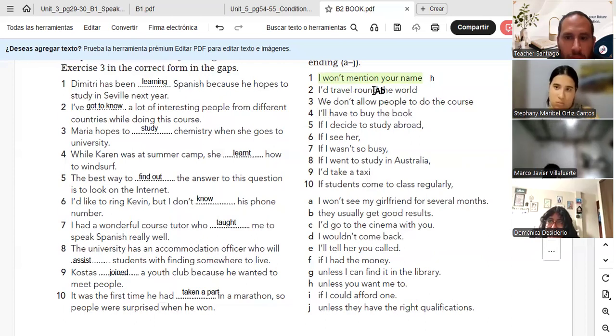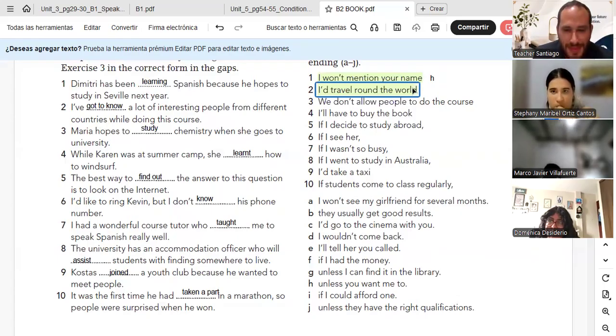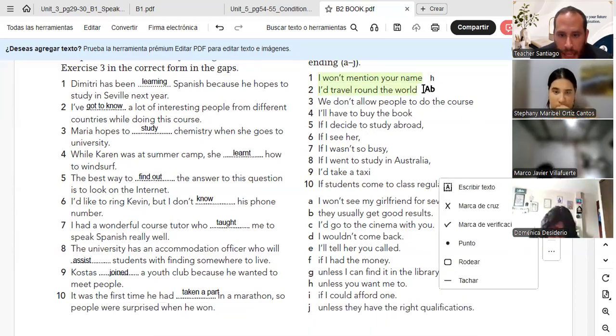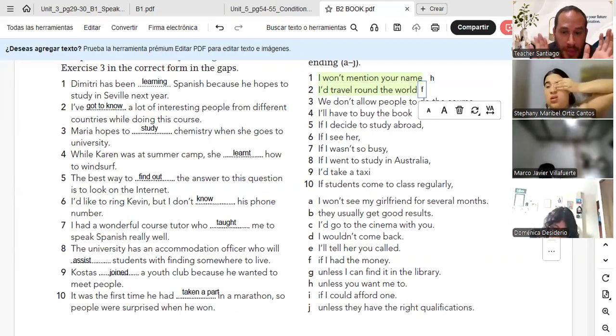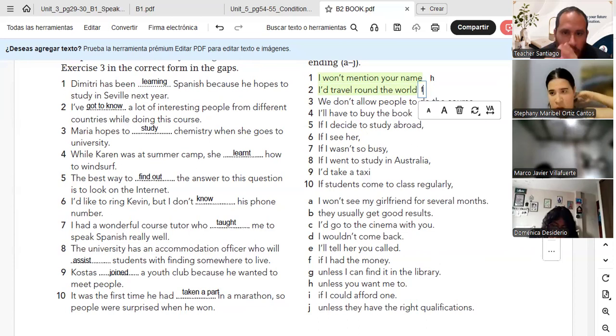I travel round the world. Main clause or if clause? What do you think, Marco? F. I would, if I had the money, probably. Viajaría alrededor del mundo si tuviera el dinero. It's an imaginary situation. Good word. Thank you, Marco. Stephanie, we don't allow people to do the course.